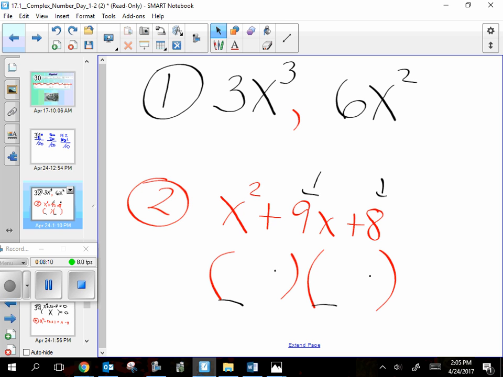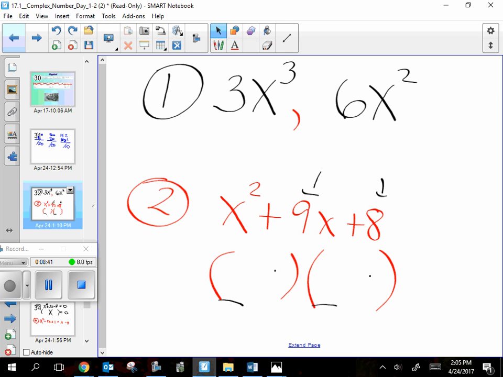All right, now let me give you a little refresher on how this works. So there are 2 sets of parentheses, like that. There you go, perfect. They always start with x and x, the beginning of them. And the 2 numbers have to multiply to 8 and add to 9. What 2 numbers multiply to 8? There you go. Yep, that's it.